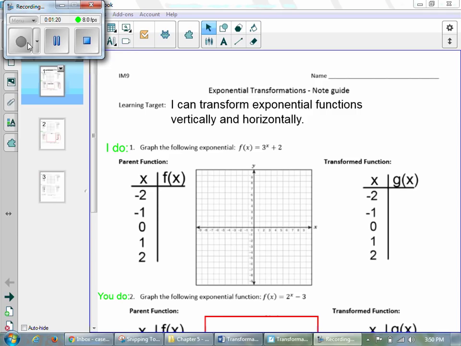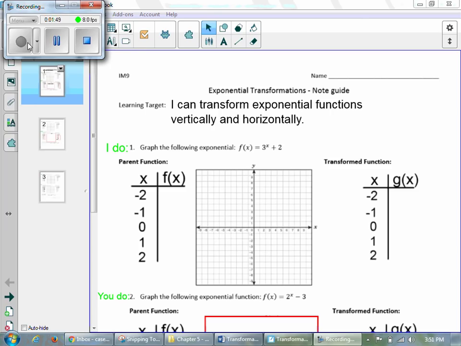Well, before we start moving graphs around, we need a place to start, right? Everything starts somewhere. Well, so do people. People are a product, okay? They come from their parents. So we like to call the very first or the starting exponential the parent function. And the parent function is part of your exponential equation.